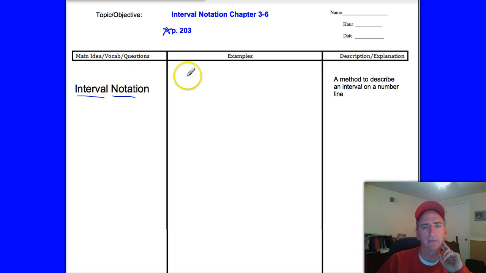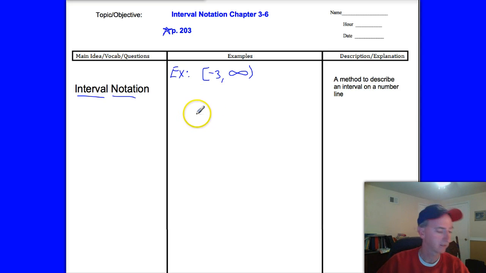What I'm going to do in the middle is just write some examples of what it looks like. Then I'll explain it in the examples following. So just get down the examples. It might look like this, a bracket with some number, could be any number, and a comma, and then you might have an infinity symbol, and next to the infinity symbol would be a parenthesis. That's one example of interval notation, and we'll get into the details of it shortly.